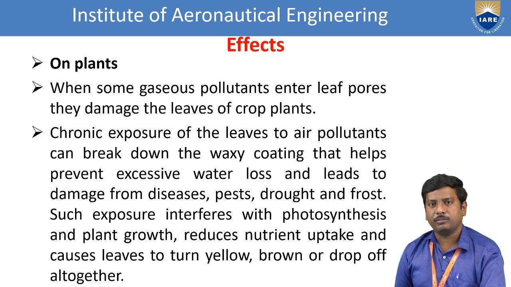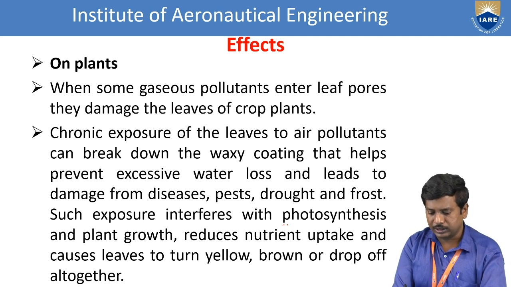Now we see the effects of air pollutants on plants. When some gaseous pollutants enter leaf pores, they damage the leaves of crop plants. Chronic exposure of leaves to air pollutants can break down the waxy coating that helps prevent excessive water loss and leads to damage from diseases, pests, drought, and frost. Such exposure interferes with photosynthesis and plant growth, reduces nutrient uptake, and causes the leaves to turn yellow, brown, or drop off altogether. So this is very important in the case of plants, photosynthesis.